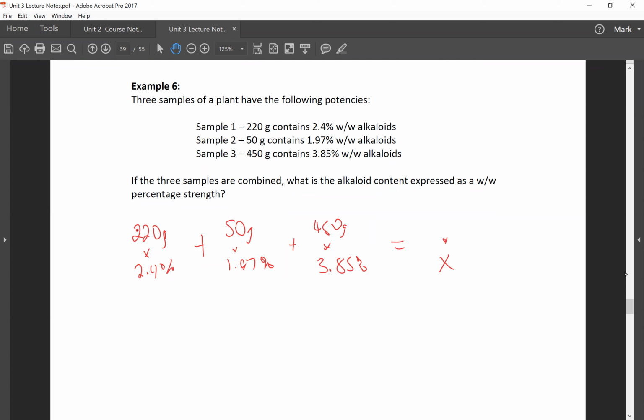Now, remember, we're adding all of these together. So we're going to get 220 plus 50 plus 450, which is 720 grams. If anybody's wondering where the 720 comes from, it's from adding together all three of these amounts. So I'll put myself on mute. This one's a lot easier than the last one, or at least easier to think about. We're just trying to solve X here at the bottom. So I'll be back in a minute and we'll check your answers.